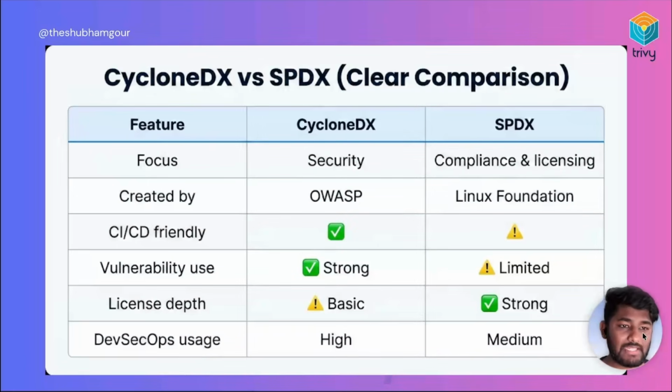Here you can find a comparison between CycloneDX and SPDX. CycloneDX focuses on security, whereas SPDX focuses on compliance and licensing. CycloneDX is created by OWASP, SPDX by the Linux Foundation. In terms of CI/CD, CycloneDX is user friendly, SPDX might not be. In terms of vulnerability use, CycloneDX has a good use case because it pulls data from multiple sources, whereas SPDX is only maintained by the Linux Foundation. In terms of license, SPDX is good, whereas CycloneDX has basic information.